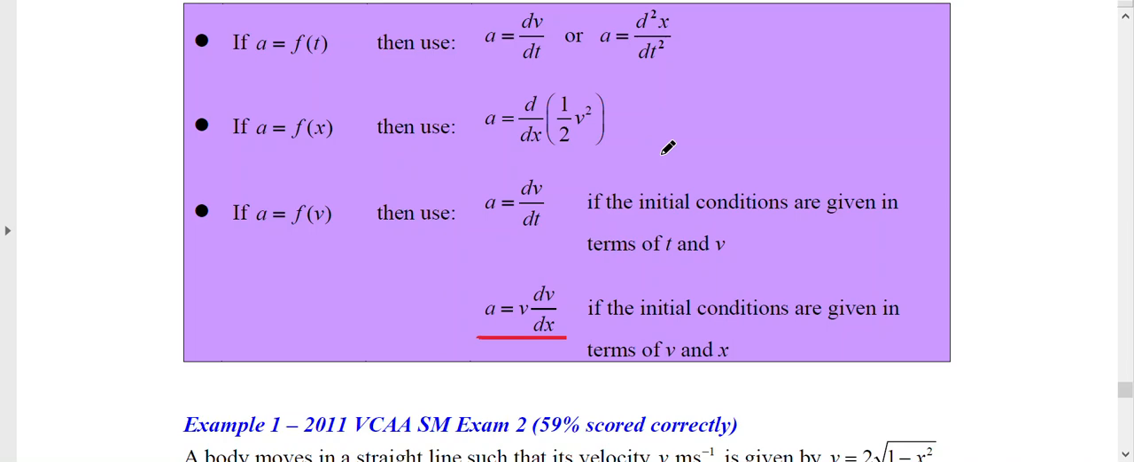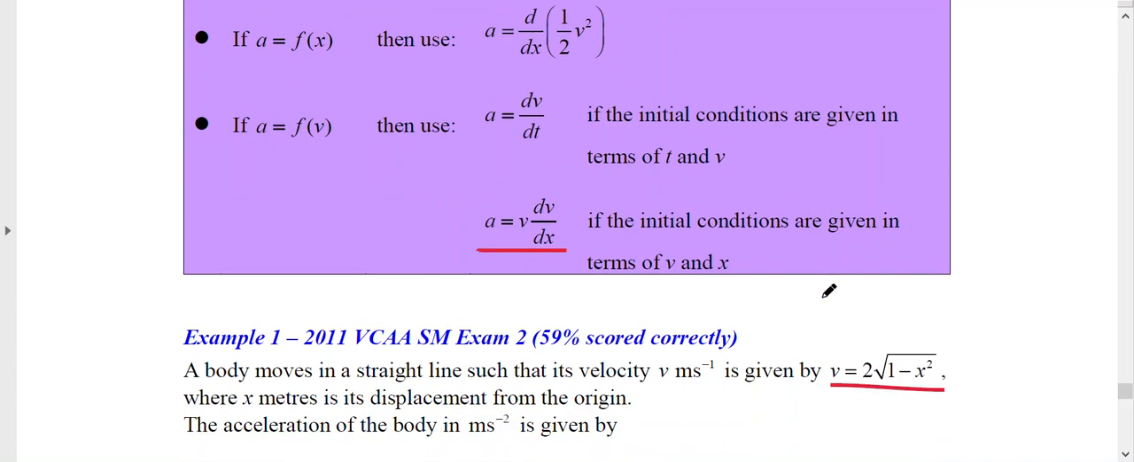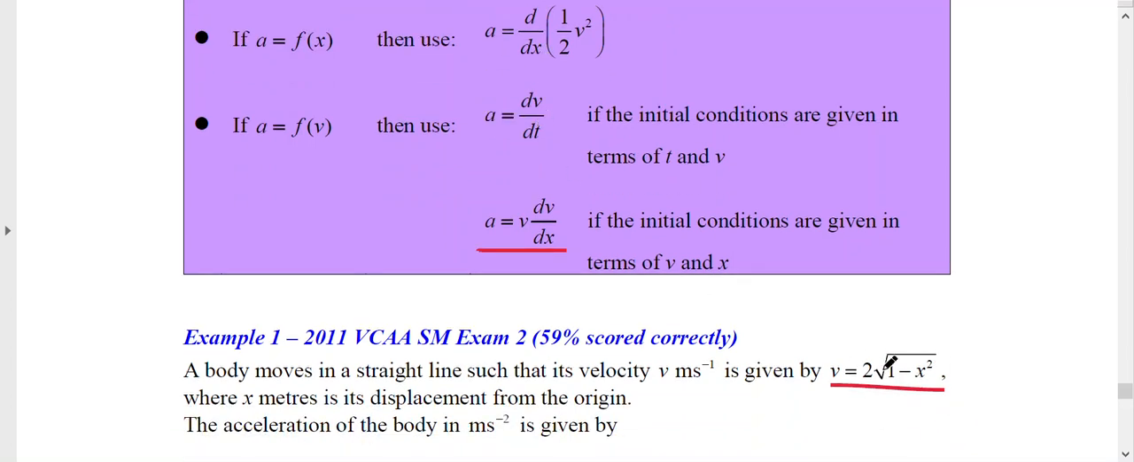Do I know v? Yes. Could I square it? Yes. And then multiply it by half? Yes. And then could I find the derivative with respect to x from this equation? The answer would be yes, I could, because v is a function of x. So I actually could use this or this function here.